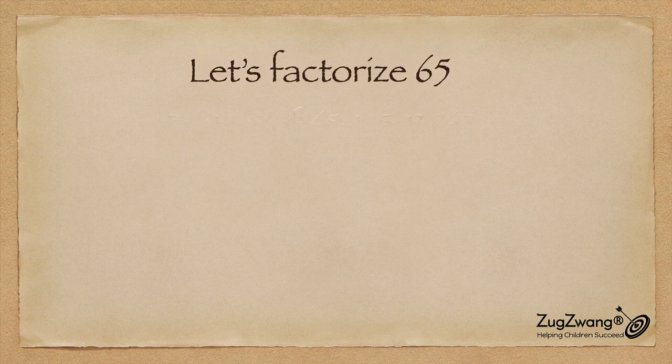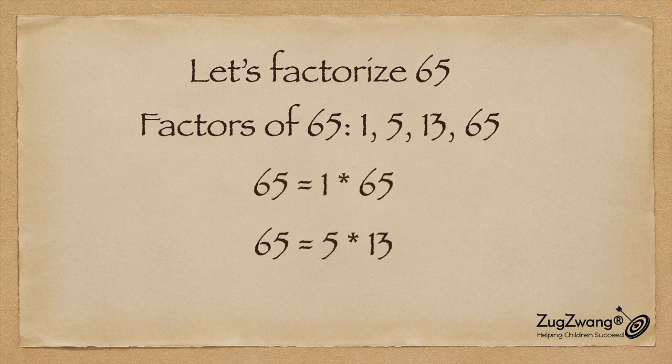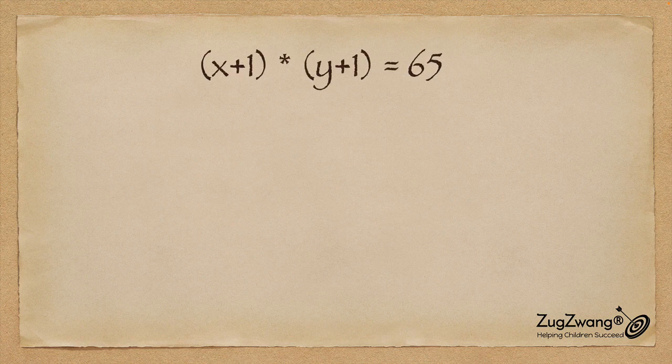Now let's look at 65 as a number. Let's factorize 65. The factors of 65 are 1, 5, 13, and 65. So the two terms on the left can be either 1 times 65 or 5 times 13. Now let's take each case individually. In the very first one, what if (x plus 1) times (y plus 1) is the same as 1 times 65? Is that possible?